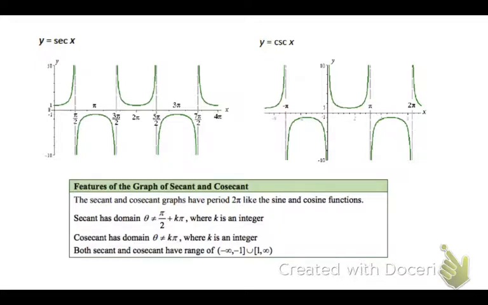And we can transform all of these functions the same way that we would transform other trig functions. So we can change how often they're occurring, we can shift them to the left and to the right, we can stretch and compress them as well.